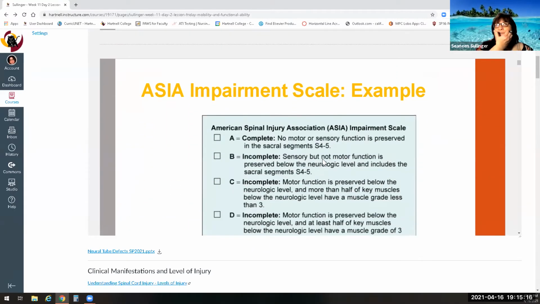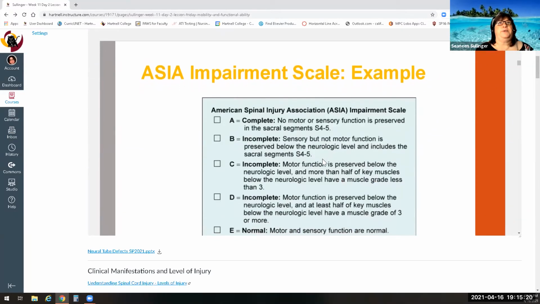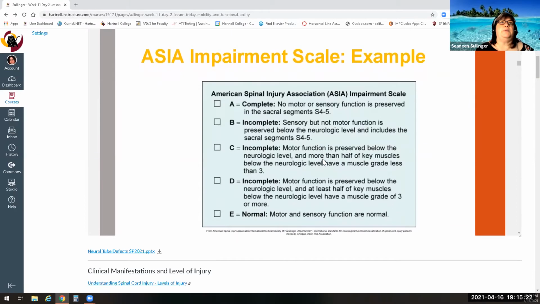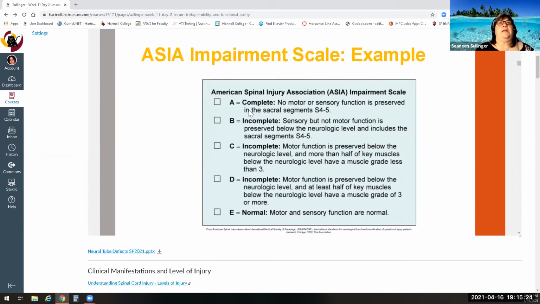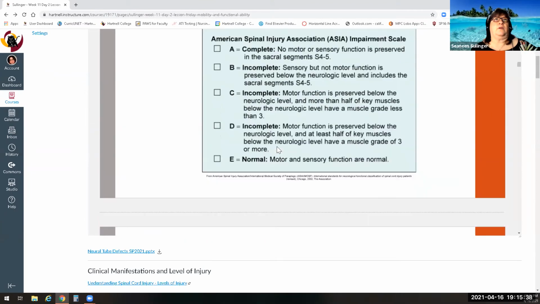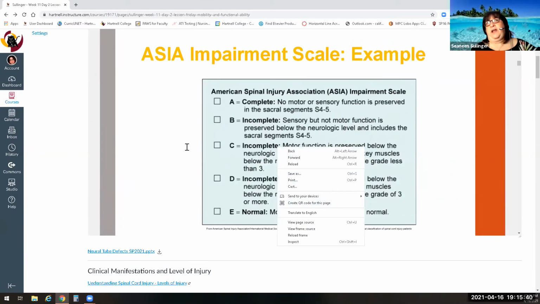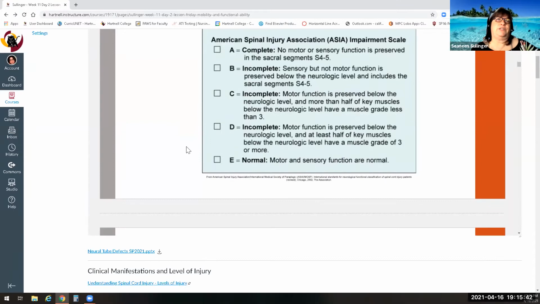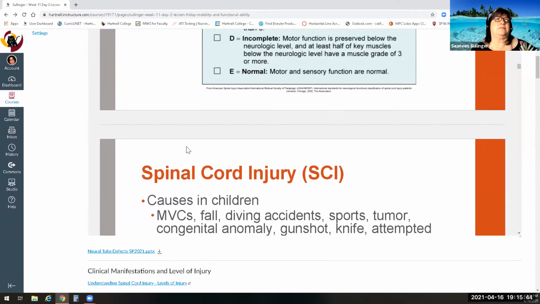One of your objectives is to be familiar with the ASIA impairment scale. This is an example of the ASIA impairment scale, talking about, again, is it a complete injury or incomplete? It sort of defines it for you, and also can help to determine rehabilitation, rehab potential. I may ask you what it is, but I'm not going to ask you about classifications on that. You just need to know it exists.